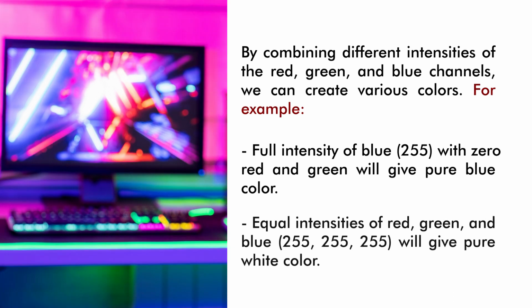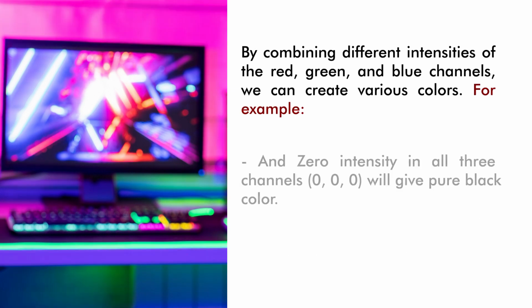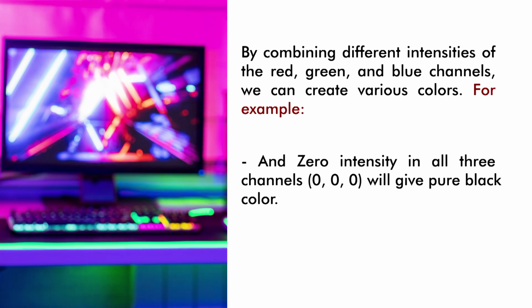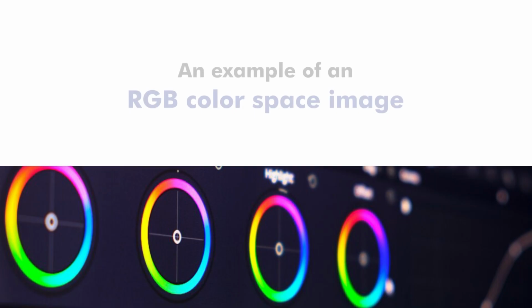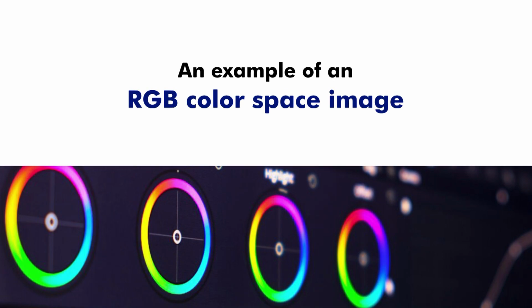And equal intensity of red, green and blue, it means 255, 255, 255, will give pure white color. And last, 0 intensity in all three channels, it means 0, 0, 0, will give pure black color. So, an example of an RGB color space image is here by using Python code.